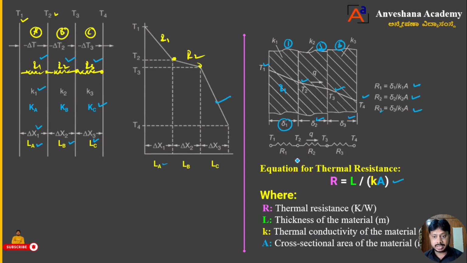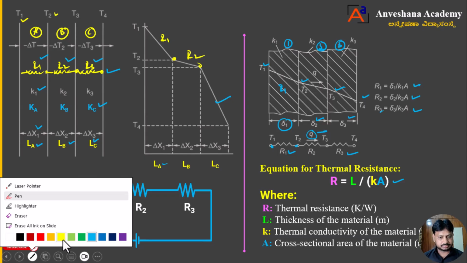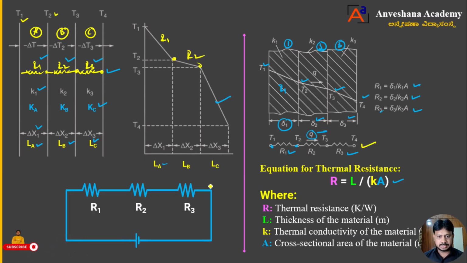Now you can see how I can show it in the thermal circuit. The resistance offered in material 1 is between T1 and T2, that is R1. The resistance offered from T2 to T3, the same thing I have written here, is R2, and from T3 to T4 is resistance R3. This is the direction of heat flow, dear students. Then how can I show it in the thermal circuit? Like this, you can show like this or like this also. Both are the same.